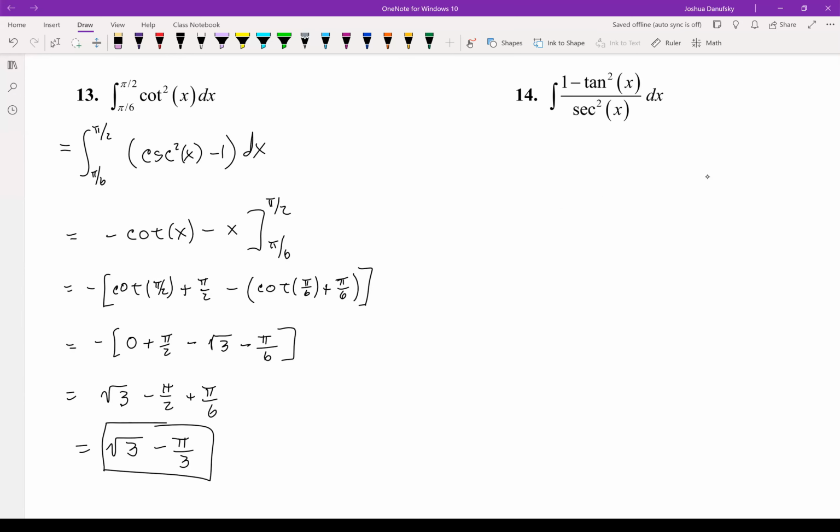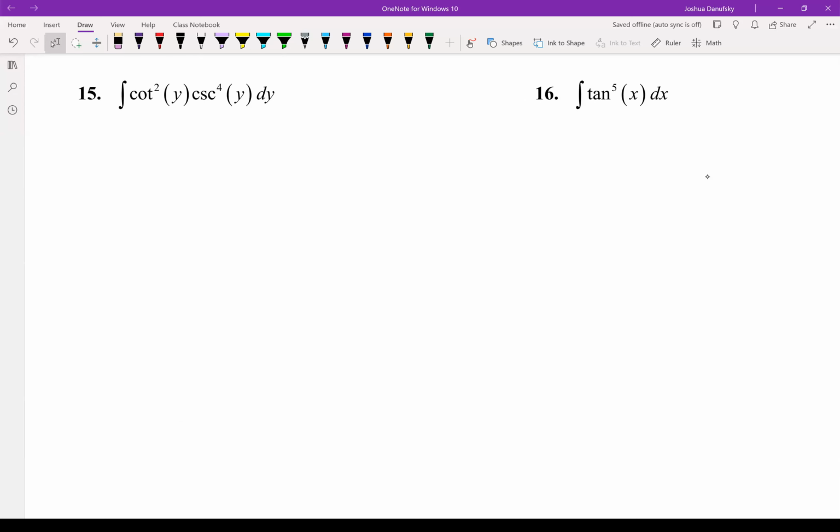Go ahead and pause the video, do number 14. It's a little different from number 13. My hint for you is go ahead and split it up into the difference of 1 over secant squared minus tan squared over secant squared, and then simplify. And then you should be able to use some identities to get you to the solution.